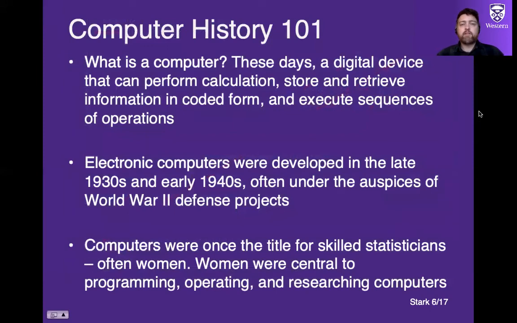Having a little bit of a sense of the history of computing helps focus us on AI and where it's come from. So a computer, as we understand it today, is a digital device that can perform calculations, store and retrieve information in coded form, and execute sequences of operations.